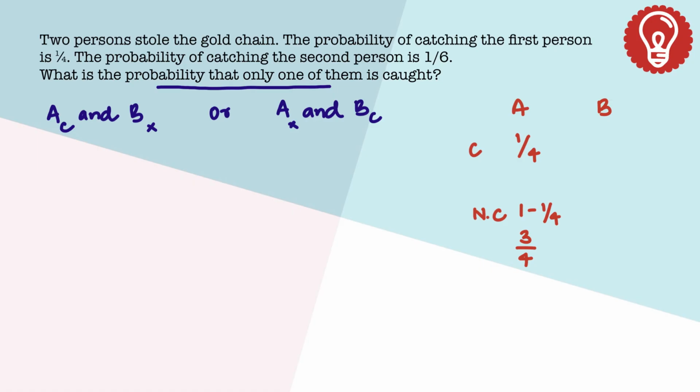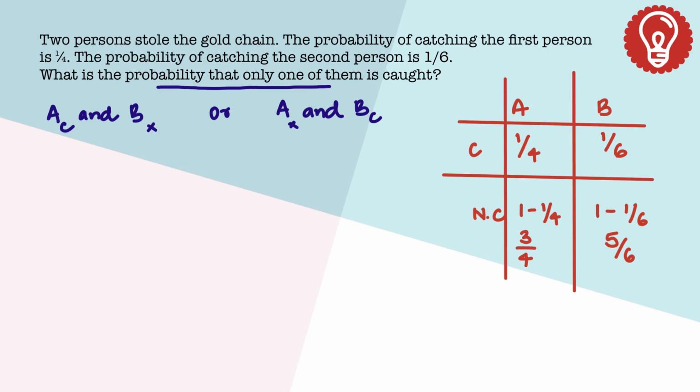Similarly, the probability of catching the second person B, in this case, is 1 by 6. Probability of not catching is going to be 1 minus 1 by 6. As in, out of 6 times, the probability of catching B is once, which means not catching is the remaining number of times, that is 5 times out of 6 times. So these are the numbers we have, right?